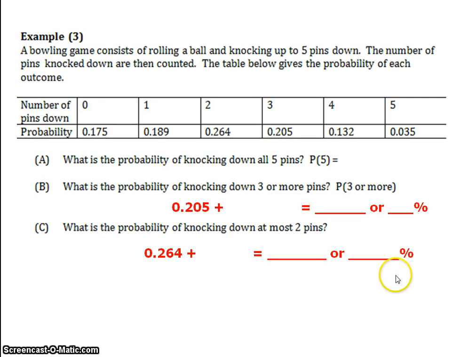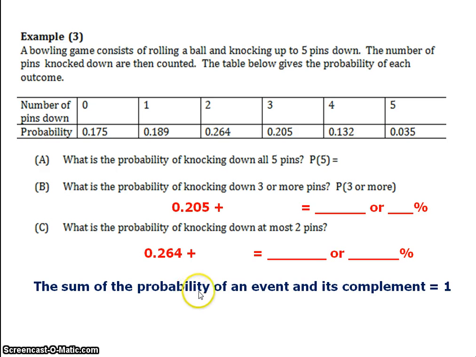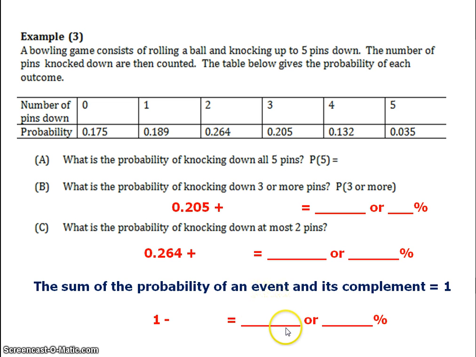Now, if you recall from the previous slide, it was talking about a complement. What they mentioned was this: the sum of the probability of an event and its complement equals 1. So you already answered letter C. However, I'm going to explain how to answer that in a different way. Over here, it says the event and its complement equals 1. So what we could do is start off with 1 and subtract the complement to calculate the event.